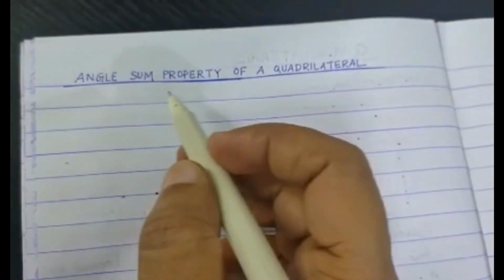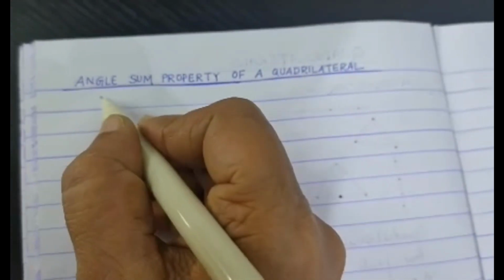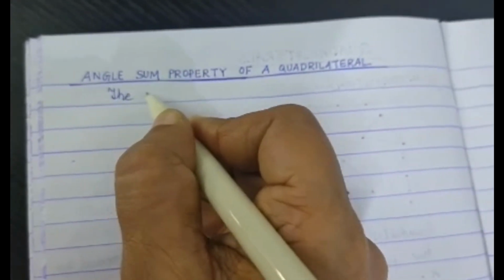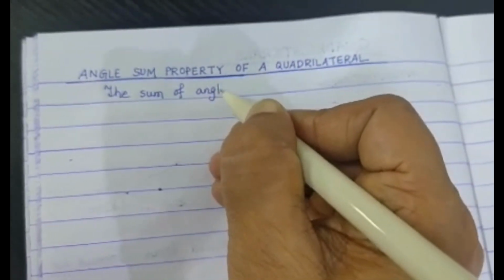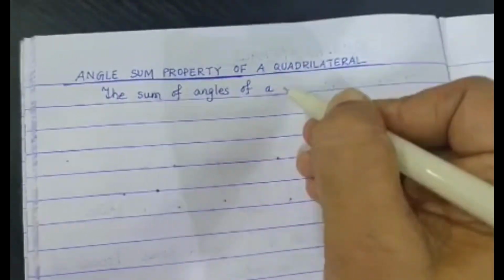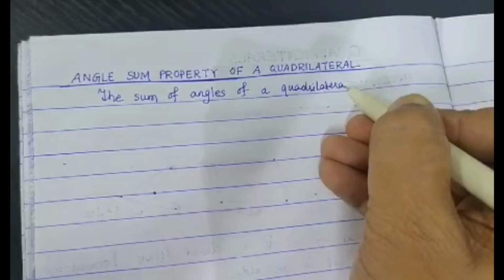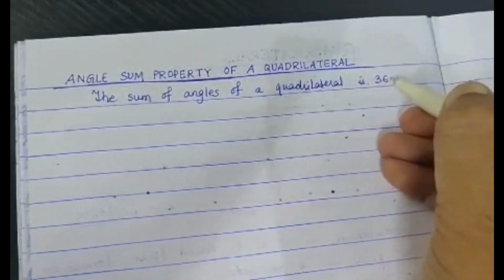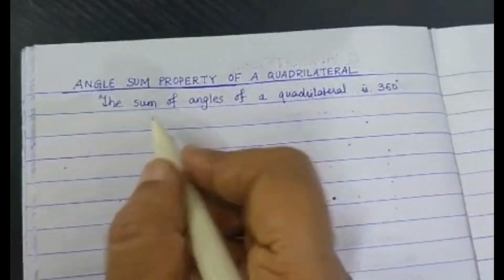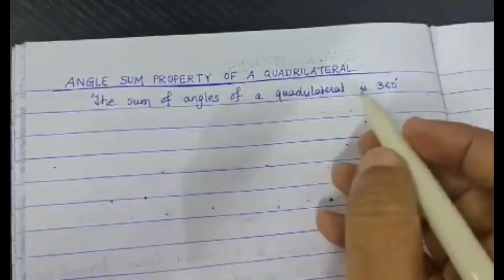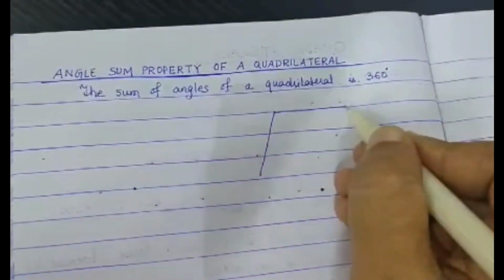Now let's start the angle sum property of a quadrilateral. What is the angle sum property? The sum of all the angles of a quadrilateral is 360 degrees. Like in a triangle it was 180 degrees, here it is 360 degrees. Let us see how we get this one. We will prove this theorem.